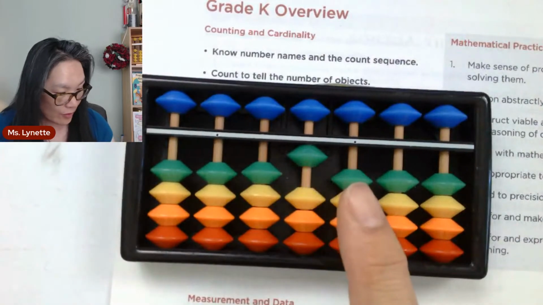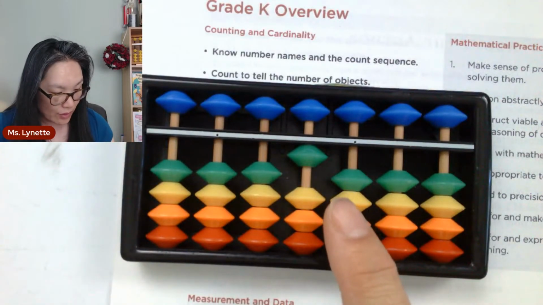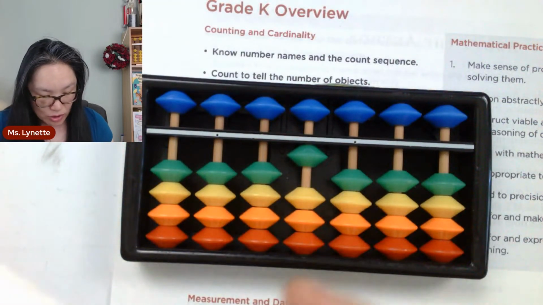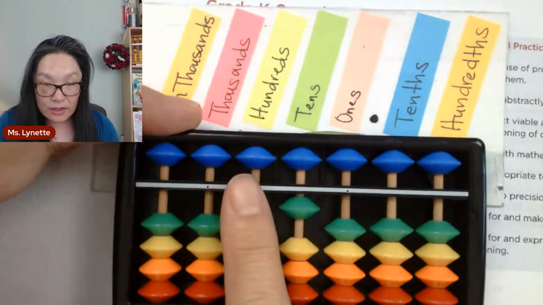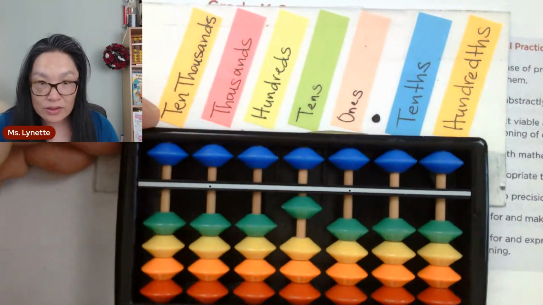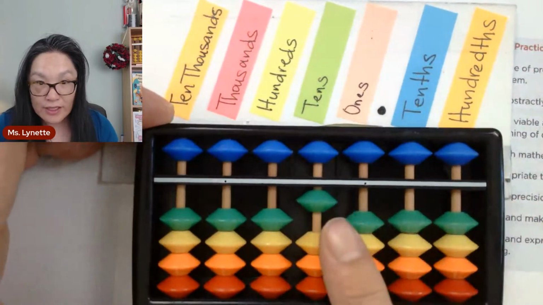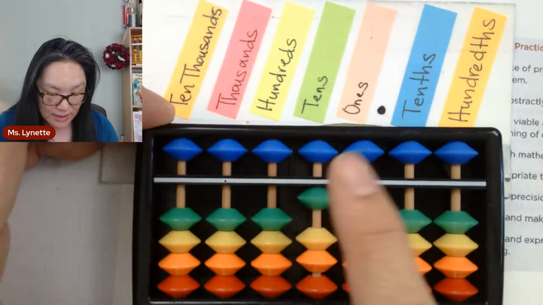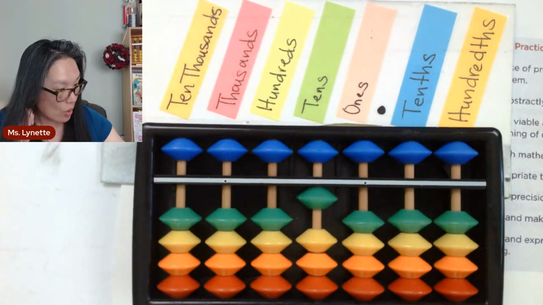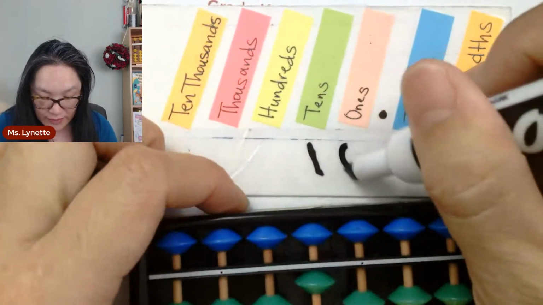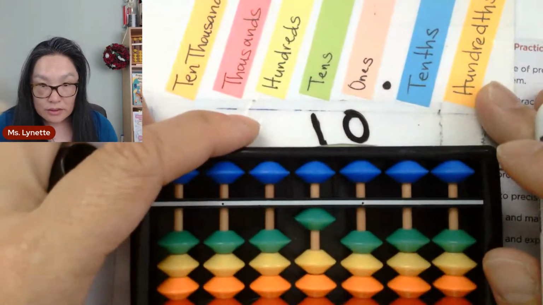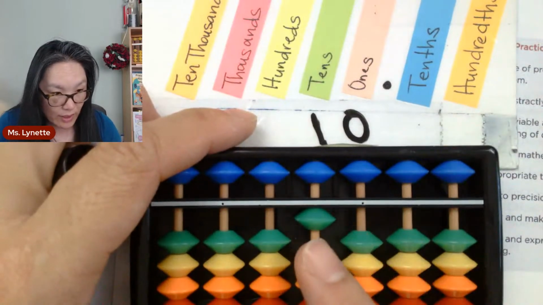We know that every bead, every column has a value, has a place value. So when we look, we have ones, tens, hundreds, thousands, and then 10,000. Every time we write it, it looks exactly the same as how we write. Let's say we're writing 10. This is 10, so we have our 0 and our 1.